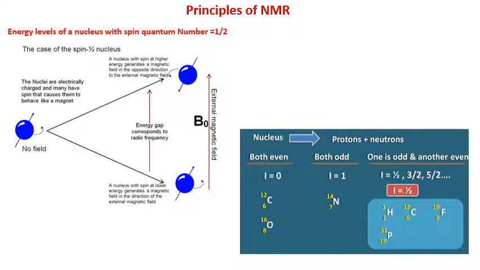Now coming to the principle of NMR spectroscopy. So this is the energy level diagram of a nucleus having spin quantum number equal to 1 by 2. By understanding this pictorial, you will understand the principle of NMR spectroscopy. So this is a nucleus having nuclear spin I equal to 1 by 2. Now in the absence of a magnetic field, when no field is applied, there are two energy levels, that is Mi equal to plus half and Mi equal to minus half, and they are degenerate. That is, they have the same energy level.